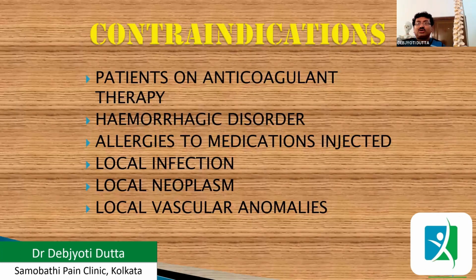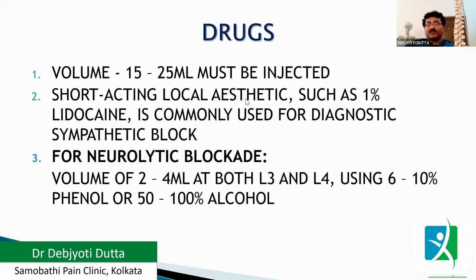Now coming to the contraindications. What are the contraindications? Patients on anticoagulant therapy, which is a relative contraindication, not an absolute one. Next are hemorrhagic disorders, allergy to the medications injected, local infection, local neoplasm, and local vascular anomalies. So these are the contraindications for the lumbar sympathetic block.